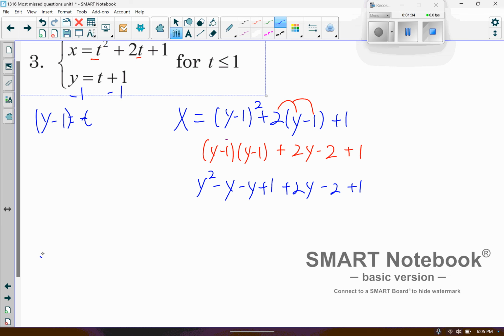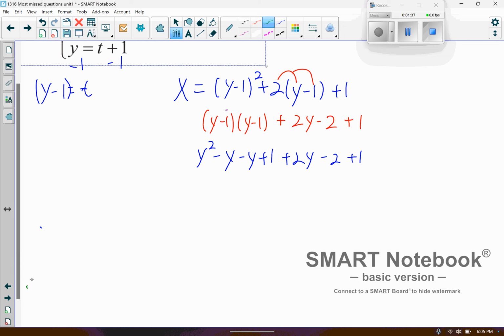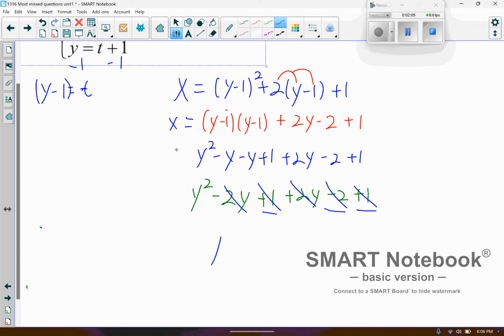Now we just need to combine some like terms, and we should be good to go. So y squared, this will become minus 2y plus 1 plus 2y minus 2 plus 1. And this is interesting, we can cancel the minus 2y and plus 2y out. And then the plus 1 minus 2 plus 1 would all cancel out too, right? And so we're just left with, oops, I forgot my x equals on all these. x equals y squared. And there we go.